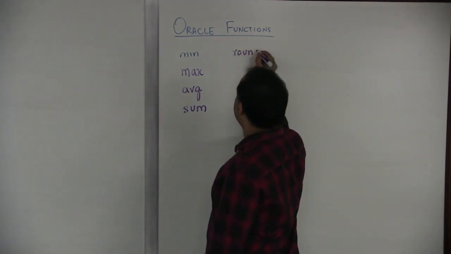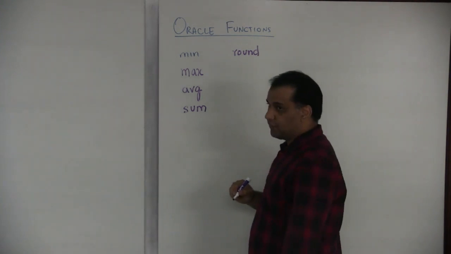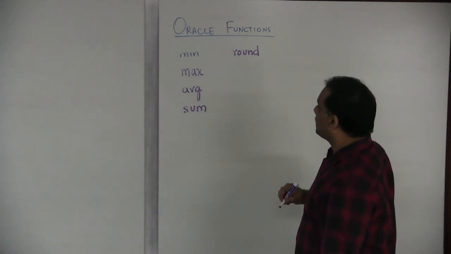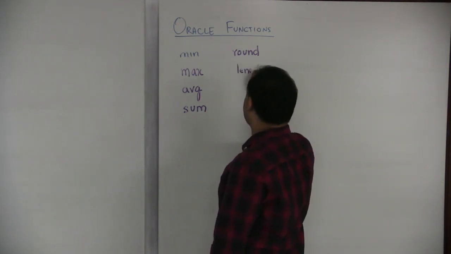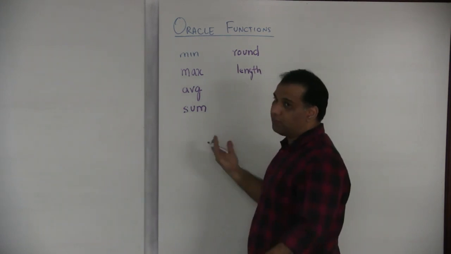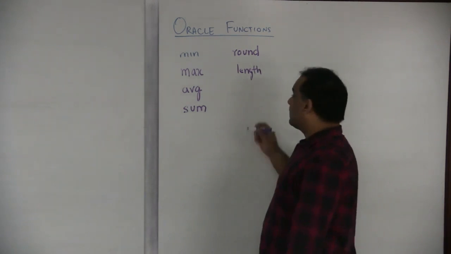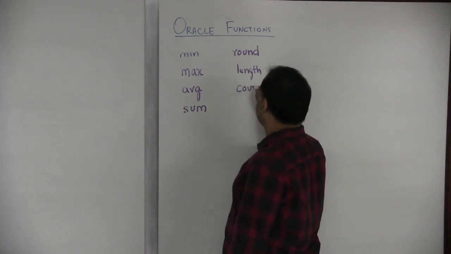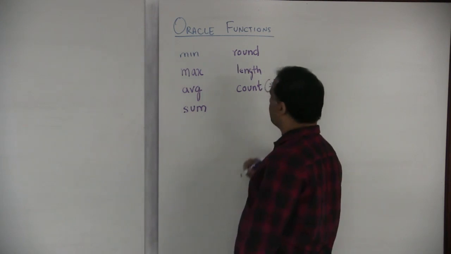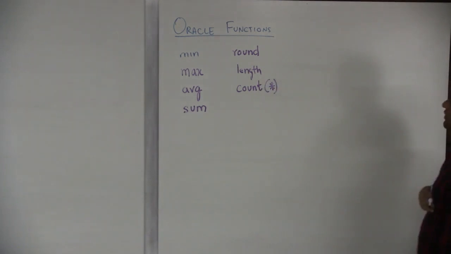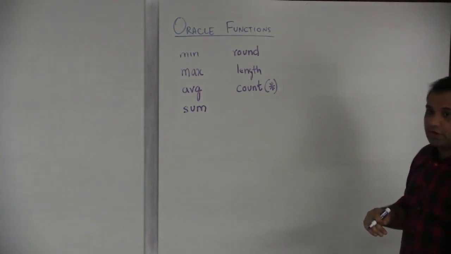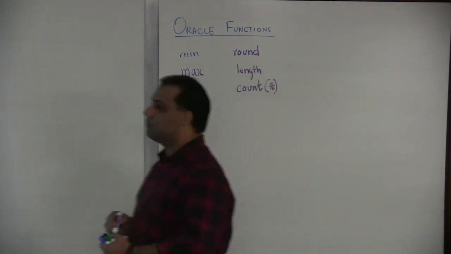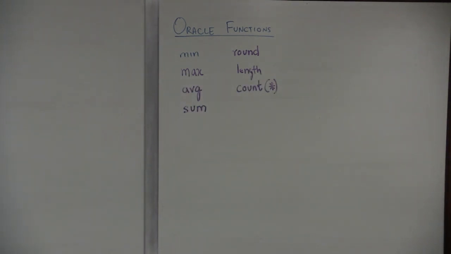We already looked at the round function yesterday, correct? There are other functions that Oracle has, which is called length. It will give you the length, basically count the number of bytes, and we will look into that. There is another function Oracle has which is called count. Count of everything. We can use that. So these are some of the functions that I can think of. Going forward, we can add more functions to this. Are we okay so far? Okay. So let's see what is the minimum value we have in our table.